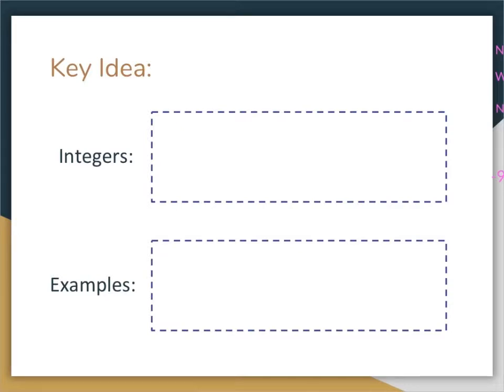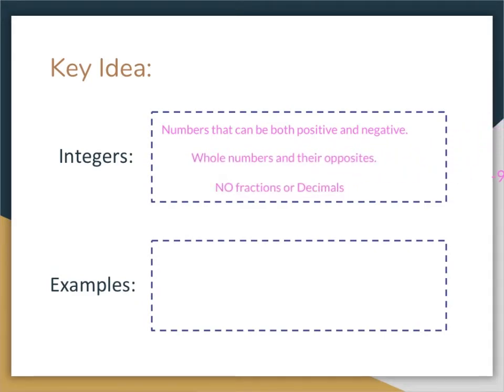First, let's do a refresher about what integers are. A few things we need to remember: they are numbers that can be both positive and negative. They are whole numbers and their opposites, and they cannot have fractions or decimals. So no fractions or decimals when it comes to integers. Some examples we can draw in here are -9, 2, -2, 3, 8. These are all integers because they're not fractions, they're not decimals, they're either positive or negative. They're whole numbers and they're opposites in the case of 2 and -2.